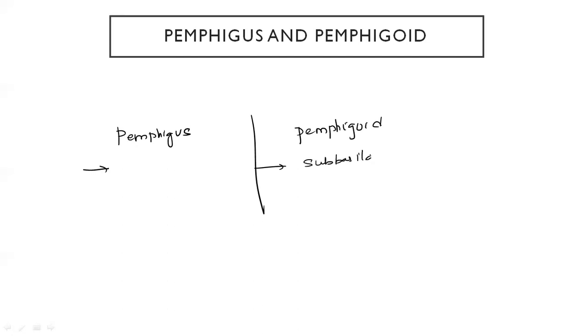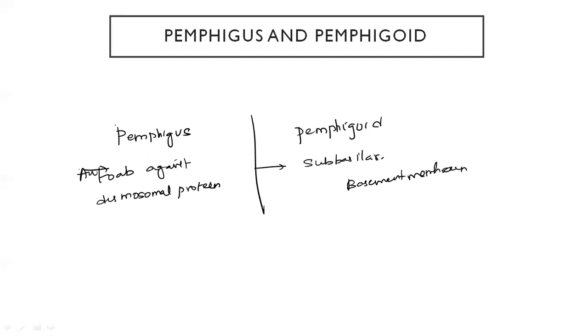Next, we have pemphigus and pemphigoid. There is a very minor difference. In pemphigus, the lesion is suprabasilar, and in pemphigoid, it is subbasilar, below the basal layer. In pemphigus, autoantibodies are produced against desmosomal protein. All right. Whereas in pemphigoid, antibodies are produced against the basement membrane.